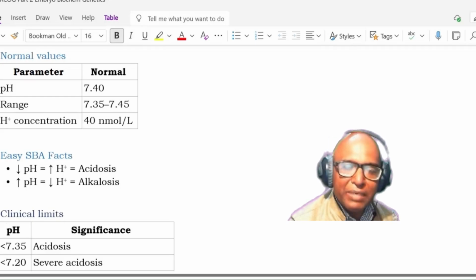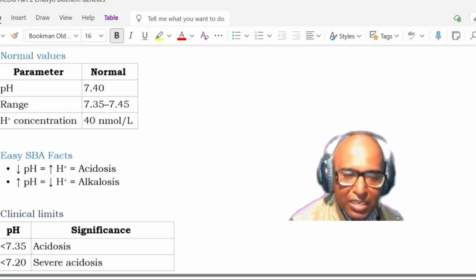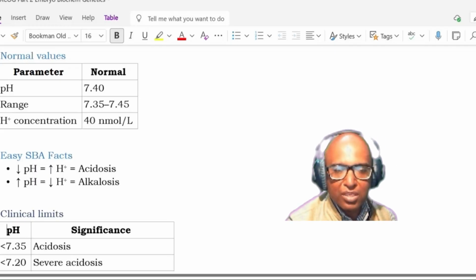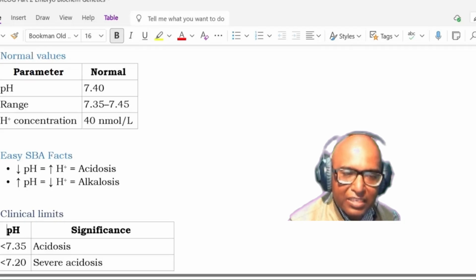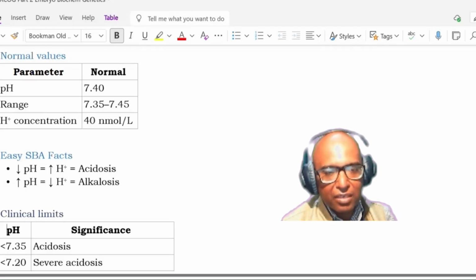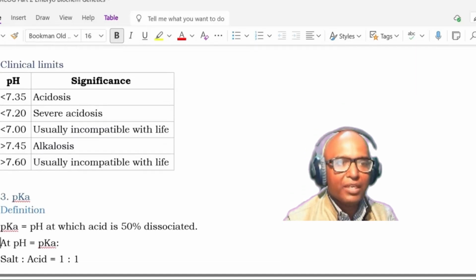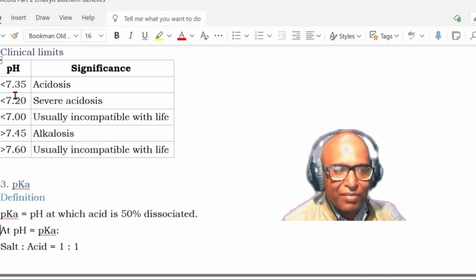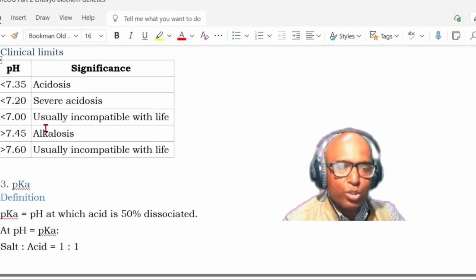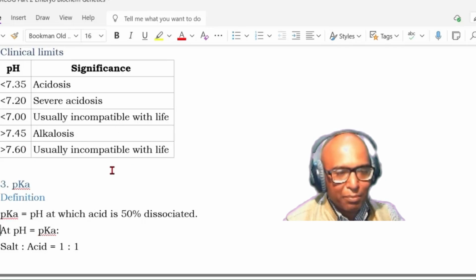So when the pH decreases, hydrogen ions will increase. That is acidosis. When the pH increases, the hydrogen ions will be reduced, and that is the condition of alkalosis. When the pH is less than 7.35, it is acidosis. Less than 7.2 is severe acidosis. Less than 7 is usually incompatible with life. More than 7.45 is alkalosis, and more than 7.6 is usually incompatible with life.